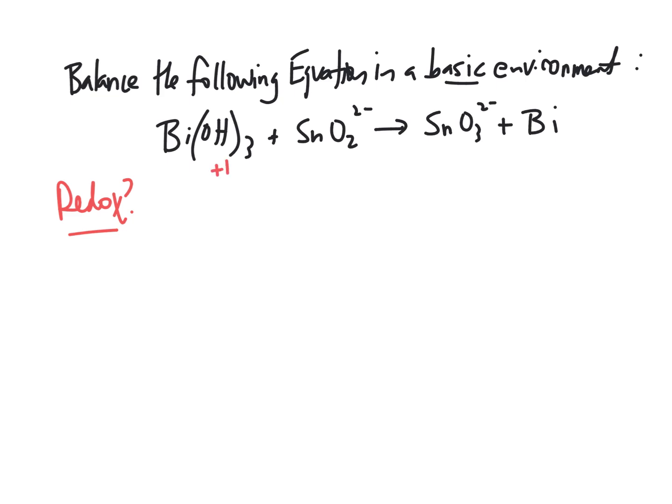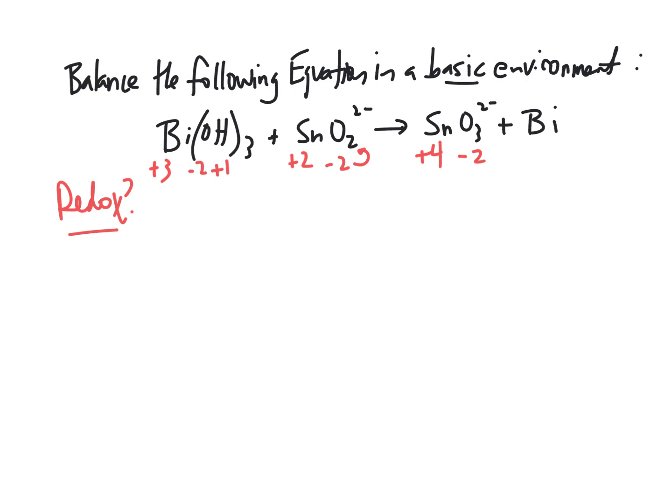So hydrogen's a +1, oxygen's a -2. There's 3 of them. That's going to be a total of -3. So bismuth over here, Bi, is going to be +3. Then over here, oxygen's going to be a -2. The whole thing, so tin's going to be a +2 because -2 times 2 is -4. It all has to be -2. Oxygen here is going to be a -2 times 3, which would be -6, which means that's +4.